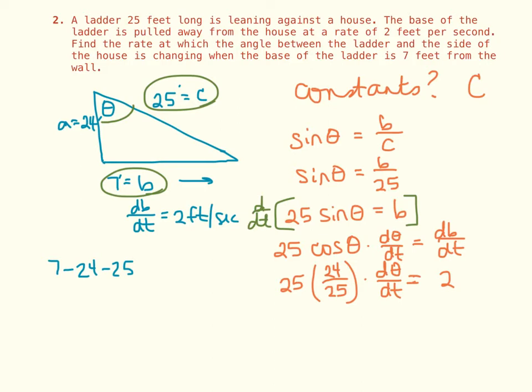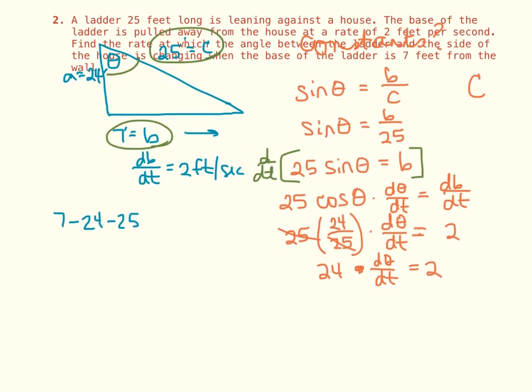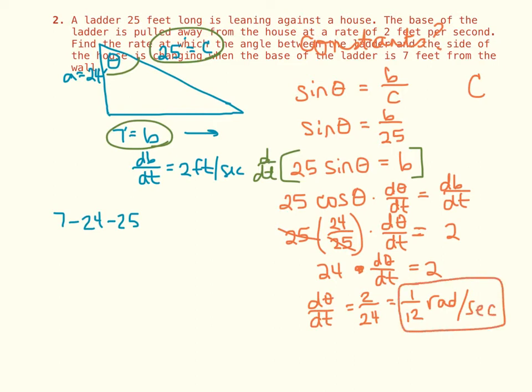Look how beautifully this works out. The 25's just cancel, so I get 24 times d theta dt equals 2. Divide by 24 on both sides, so I'm going to get d theta dt equals 2 over 24, which is the same as 1/12, and that would be, again, radians per second. So there is the rate of change for that angle. All right, good job.